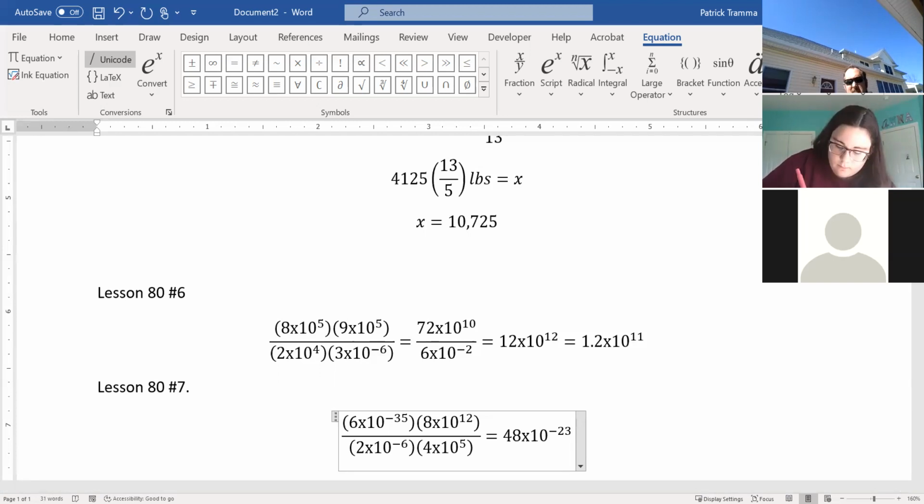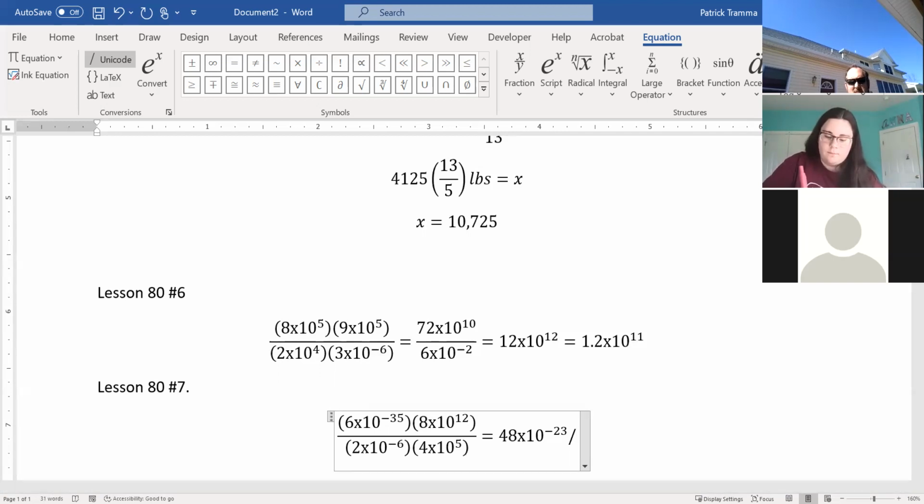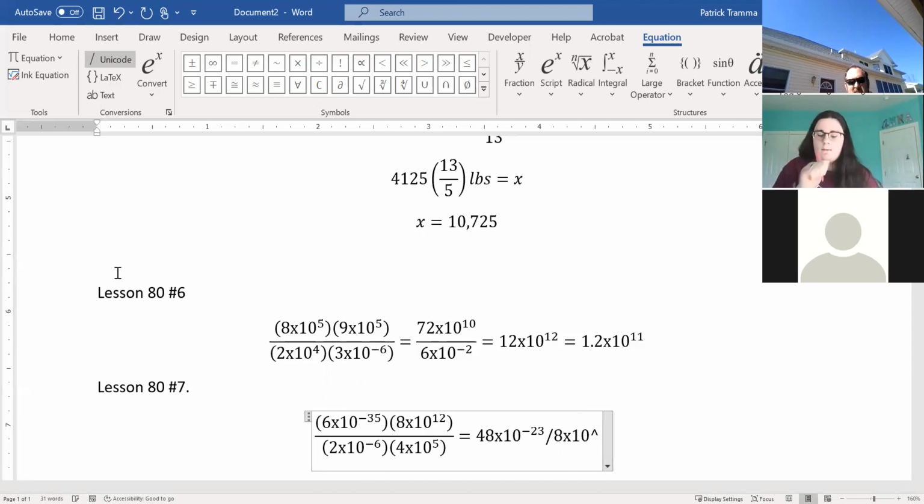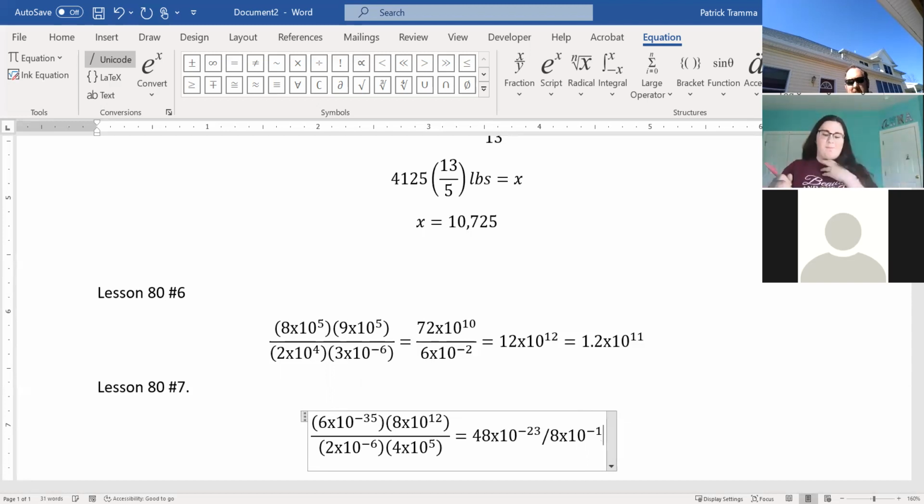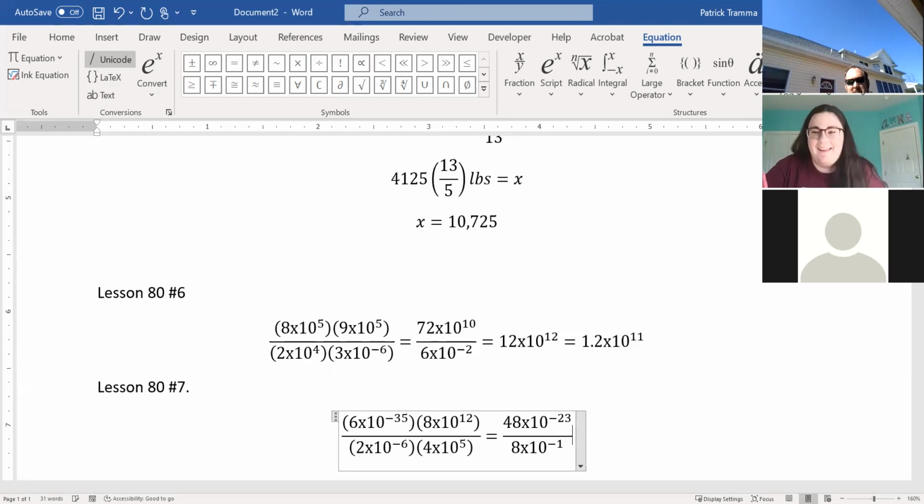Yep, very good. And then we're going to divide that by 2 times 4 is 8, times 10 to the -6 plus 5. -6 plus 5 is -1. You guys both said 1.